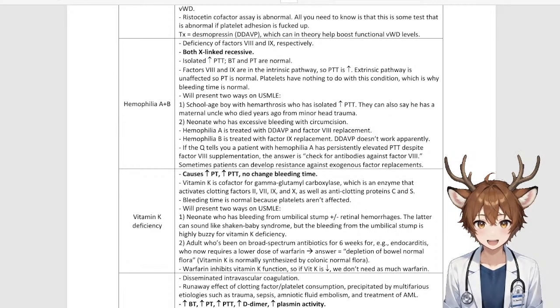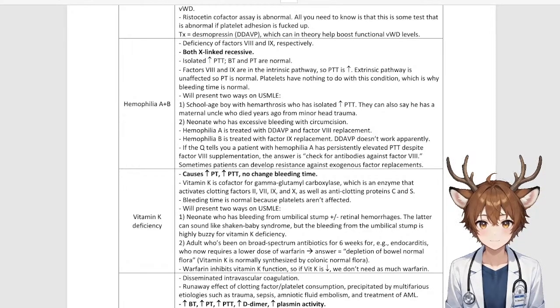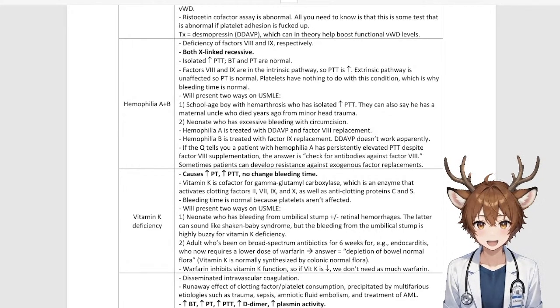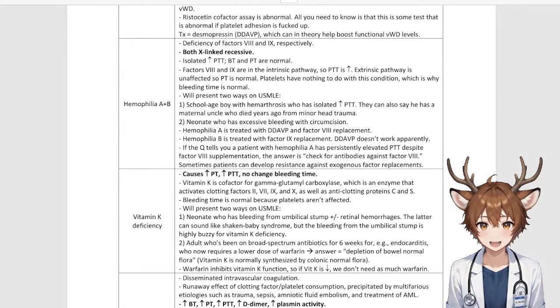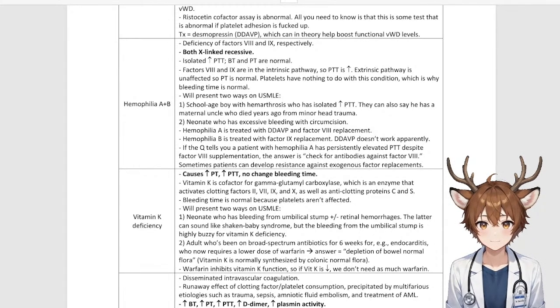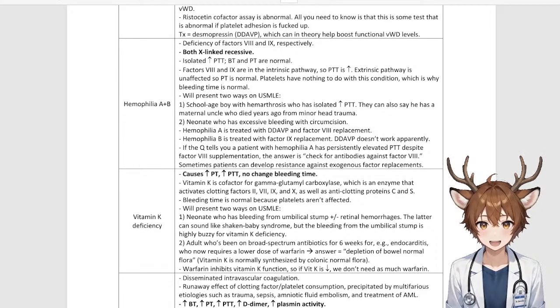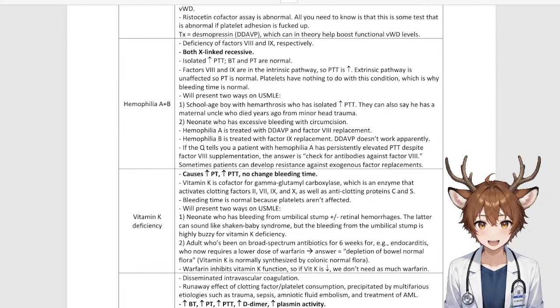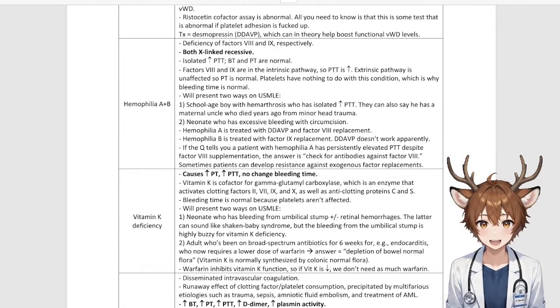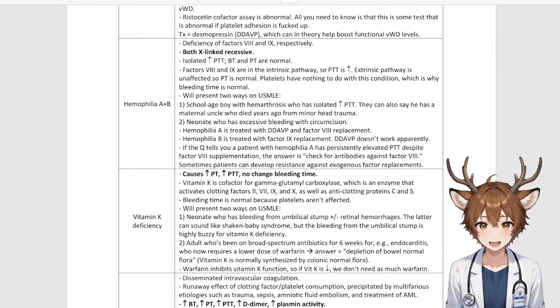Isolated elevation in PTT; bleeding time and PT are normal. So PTT is elevated, but the bleeding time and the PT are normal. So there's only this intrinsic pathway that's messed up, which is really not that big of a deal. It's not great, but it could be a lot worse. I would phrase it like that, because it's just the intrinsic pathway that's affected. The bleeding time itself is normal.